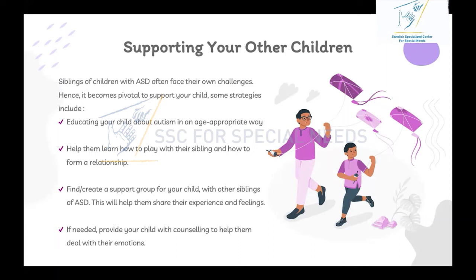Find or even create a support group for your child with other siblings with ASD. This will help them share their experience and feelings if needed. Provide your child with counseling to help them deal with their emotions. And try to plan one-on-one time with each of your children to help them feel special, cared for, and loved.